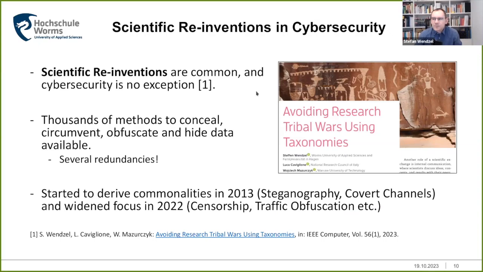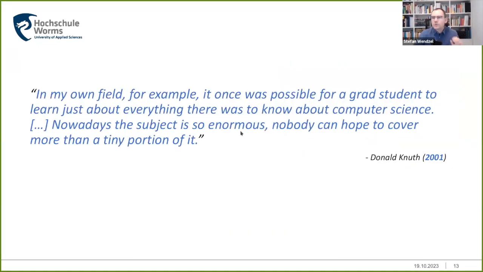And what we discussed essentially last year is that there are a lot of reinventions happening, scientific reinventions. That means that we have redundancies in research, because censorship circumvention, steganography, covert channel research, traffic type obfuscation research, and so on, overlap. They have different terms, but their ideas are similar. And these commonalities that can be found in these domains should be somehow unified, so that scientific redundancies are minimized.